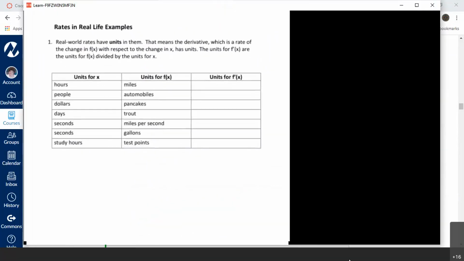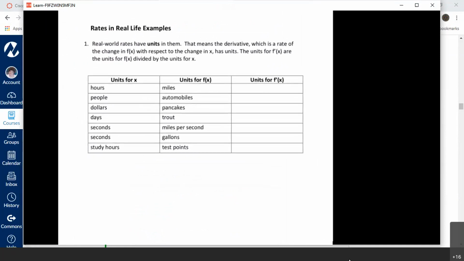Now everybody should be seeing the rates in real life examples, which is what we're going to be talking about. I'll open up the chat in case anybody wants to ask a question while we're going along. But I'd encourage you to please just unmute yourself and ask a question. Not only is that faster and less clunky, but it makes it more like a real class rather than me just yakking up here.